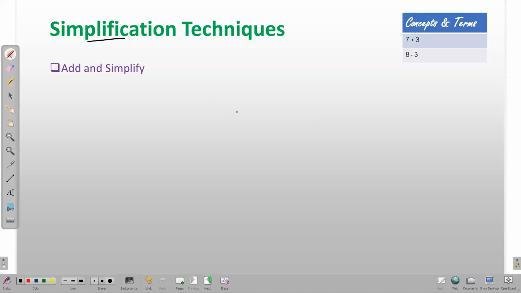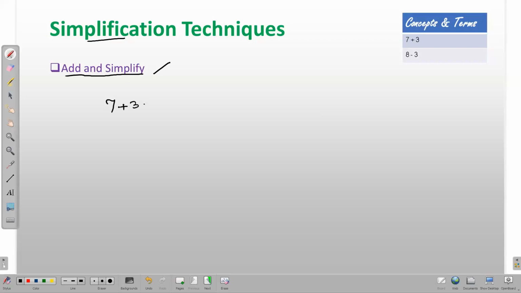Okay, so here is the thing. Add and simplify. In math, what we are doing is we are simplifying things. For example, this looks funny for you, but I am trying to prove something to you.